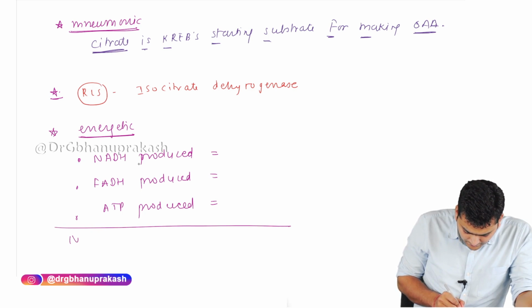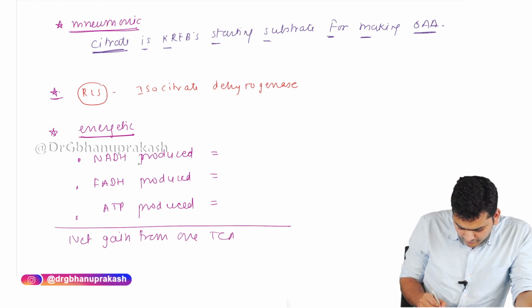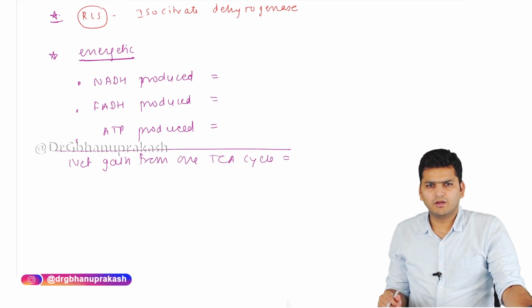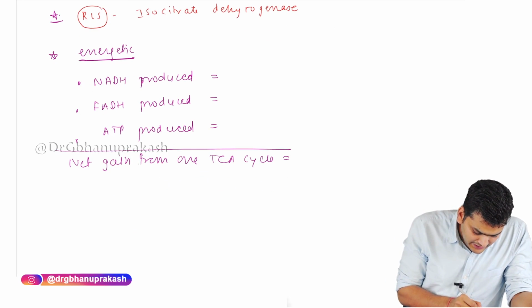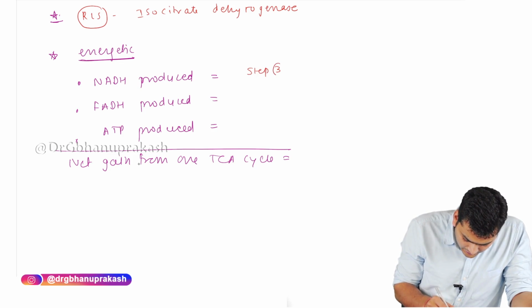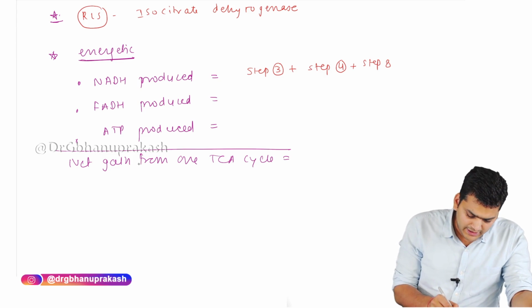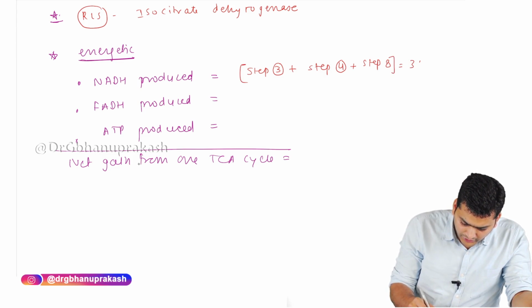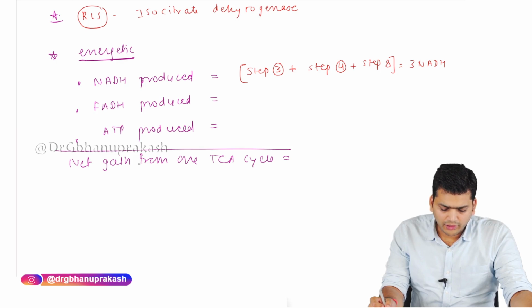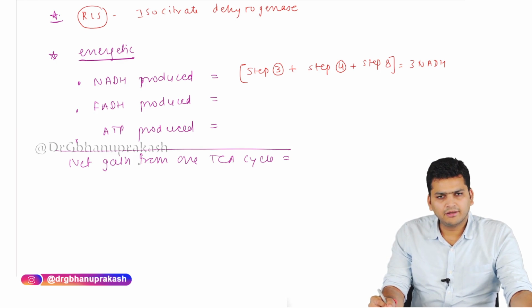So I can say net gain from one TCA cycle. How much NADH have we produced? When it comes to NADH, we have got one NADH in step number 3, then one in step number 4, and one in step number 8. So basically we have got 3 molecules of NADH. Step 3 is isocitrate dehydrogenase, then step 4 is alpha ketoglutarate dehydrogenase, and lastly malate dehydrogenase.